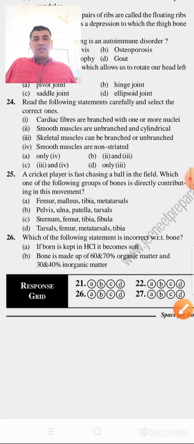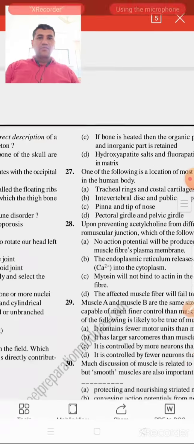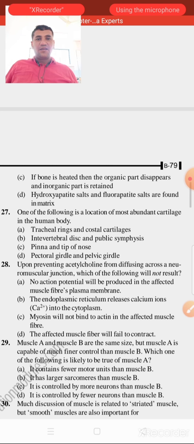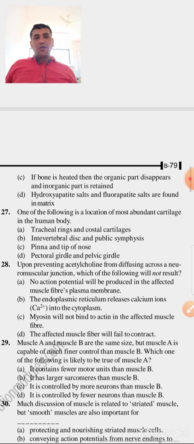Which of the following statements is incorrect with respect to bone? If bone is kept in HCl, it becomes soft. Bone is made up of 60 to 70 percent organic matter and 30 to 40 percent inorganic matter. If bone is heated, then the organic part disappears and the inorganic part is retained. Hydroxyapatite salts and fluorapatite salts are found in the matrix.